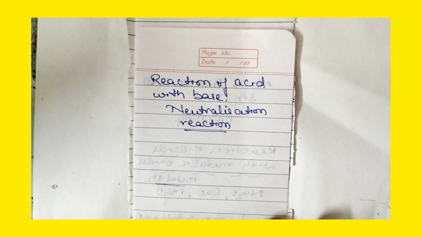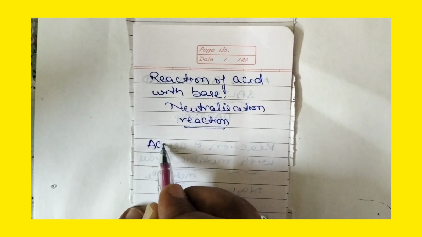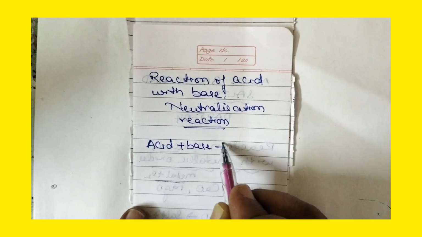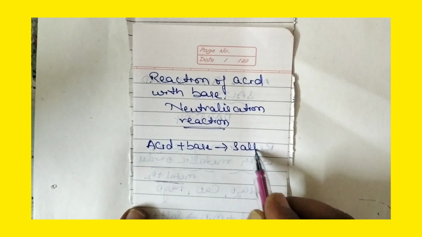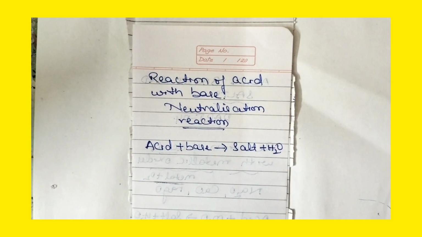Now let us write what is the reaction between acid and base. So acid reacts with base to form salt. Along with the salt it forms water. So acid reacts with base to form salt and water. A reaction in which acid reacts with base to form salt and water, or a reaction between acid and base to form salt and water, is called a neutralization reaction.